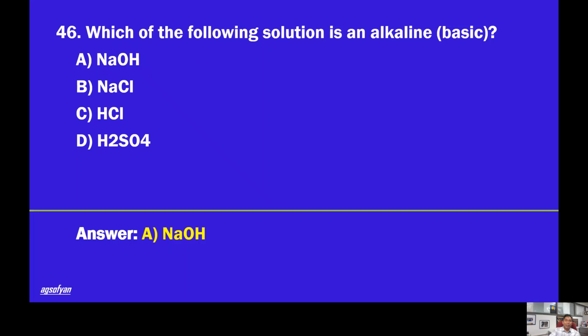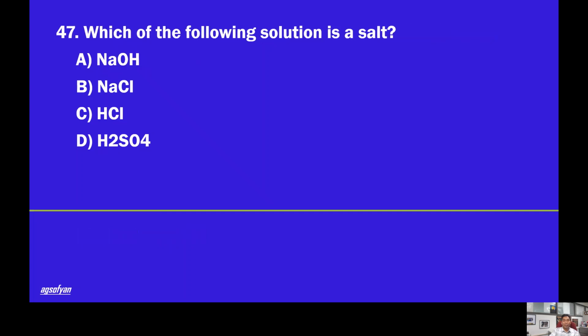Hydrochloric acid, sulfuric acid, both of them are acidic solution or acid. So which of the following solution is a salt? A. NaOH, B. NaCl, C. HCl, D. H2SO4. Choose your answer. Yes, I already mentioned this. So the salt is sodium chloride, NaCl, because you don't see H and OH in these molecules. So it makes this molecule become salt, not acid or basic.